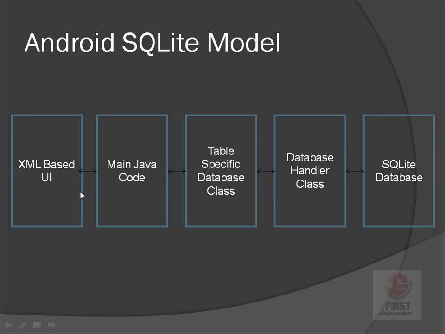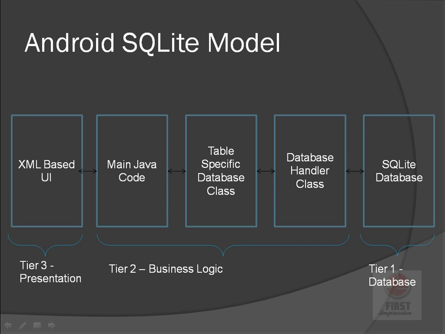You are logged in or you are not logged in. I hope the hierarchy is clear to you. So this complete hierarchy is divided into three tiers. Tier 1 is called the database. Tier 2 is called the business logic or the logic of your application. And tier 3 is called the presentation tier.